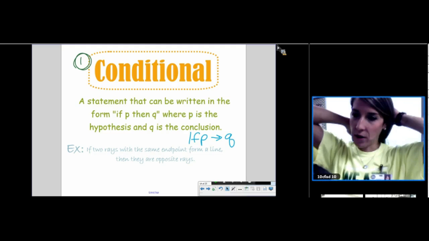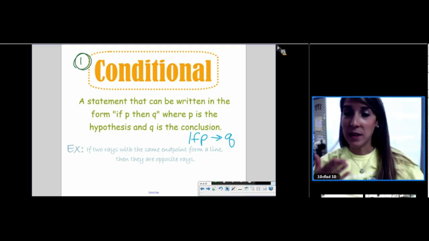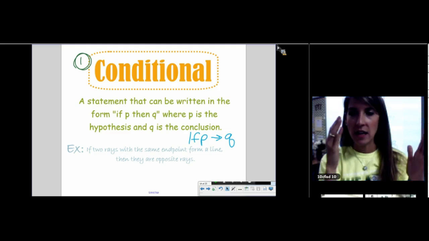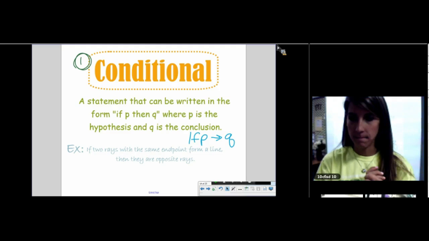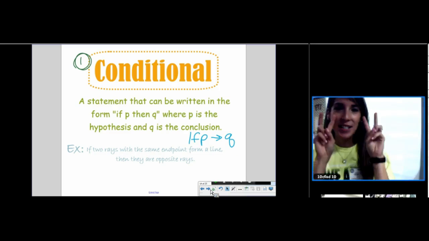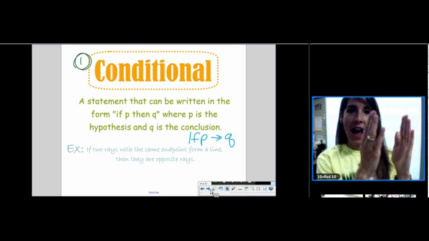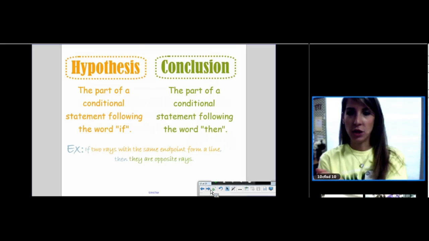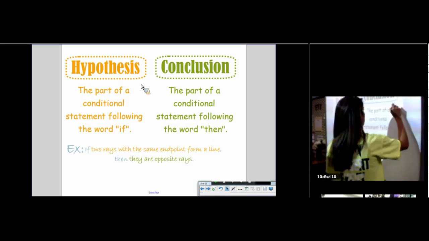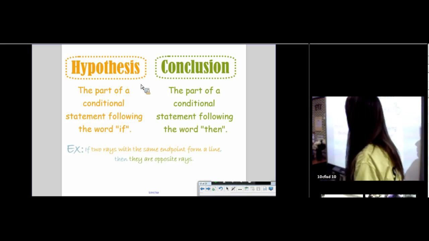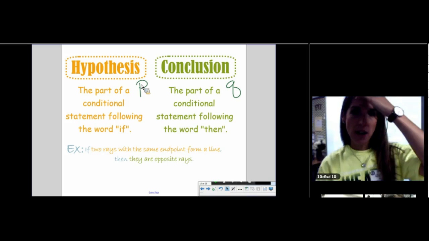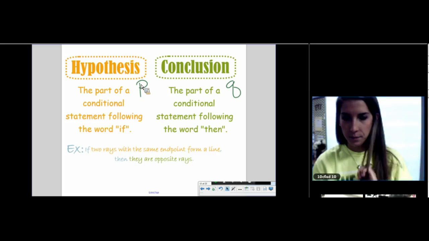So here's a geometry example. If two rays with the same endpoint form a line, then they are opposite rays. If, then statement. Okay? Now, a conditional has two parts. It has the hypothesis and it has the conclusion. The hypothesis is the P and the conclusion is the Q. So, number 2 on your sheet is hypothesis, and number 3 on your sheet is conclusion.